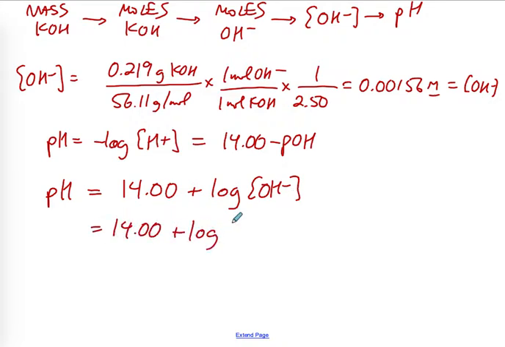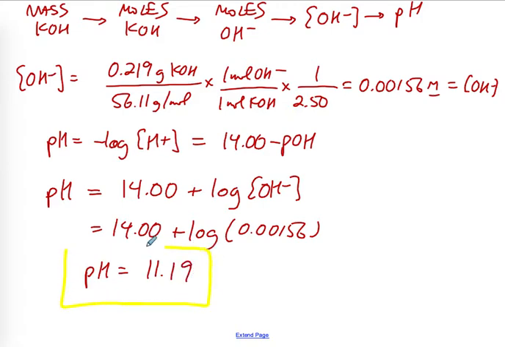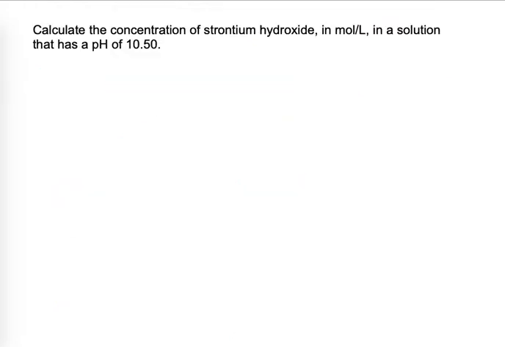So I'll take the base 10 logarithm of 0.00156, and that gives me a pH of 11.19, which is well above pH 7, which is consistent with a basic solution. Now, we could go in the other direction. Suppose I give you a solution of strontium hydroxide for which I know the pH, and I want to know what the molarity of strontium hydroxide is that will give us that pH.